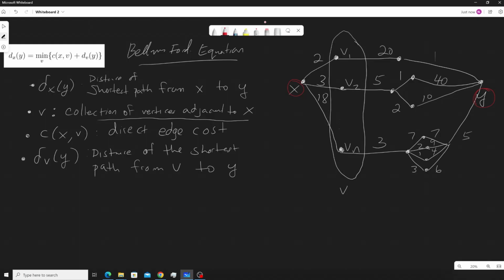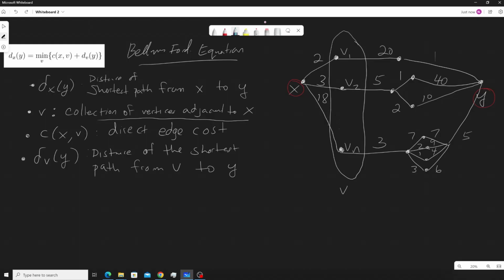Okay? So the first part of the formula is c of x comma v, the direct edge cost from x to v. So it's referring to these direct edge costs, which is why this is the easy part of the formula. Okay? So it's just referring to those individual edge costs. So we just take that as essentially a constant. And then we have the recursive definition.